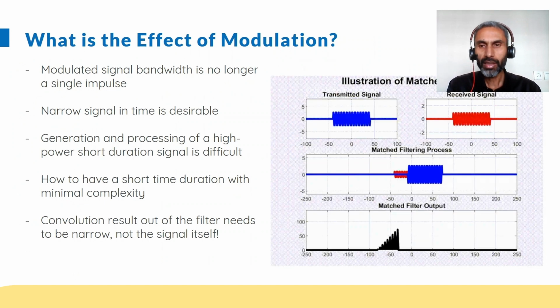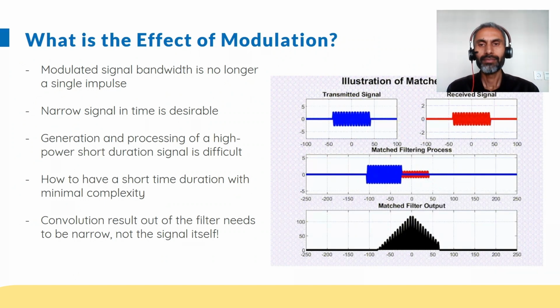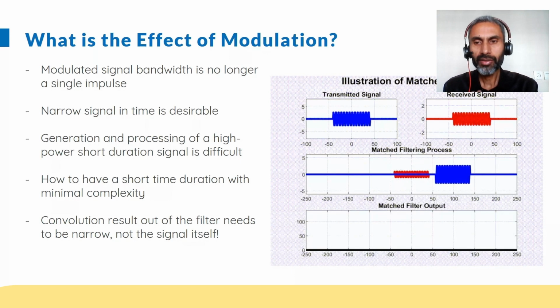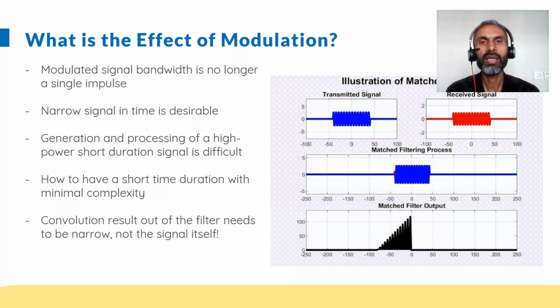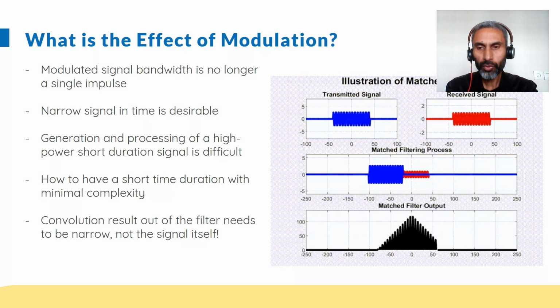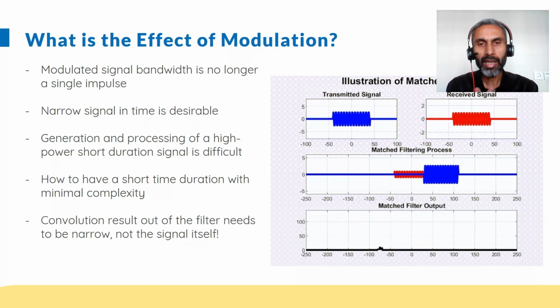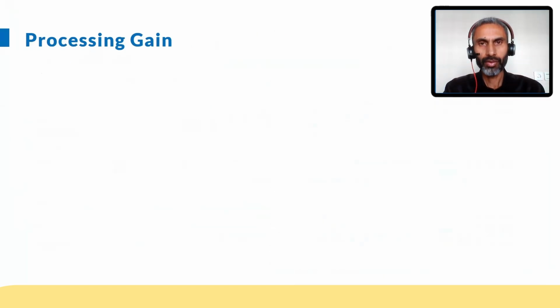To illustrate this idea, let us look at this animation. Here we can see the transmitted signal, received signal, the output of the match filtering process, and the match filter output. You can see that the transmit signal is not a single impulse, it's not something very narrow in time domain, but the match filter output is showing us a peak. With some more processing, this peak can be refined and made more accurate. This peak brings us to the processing gain.